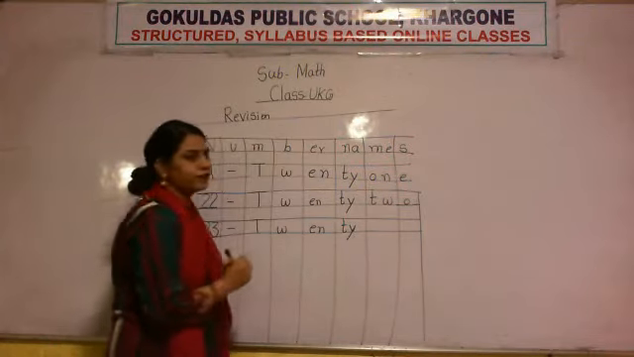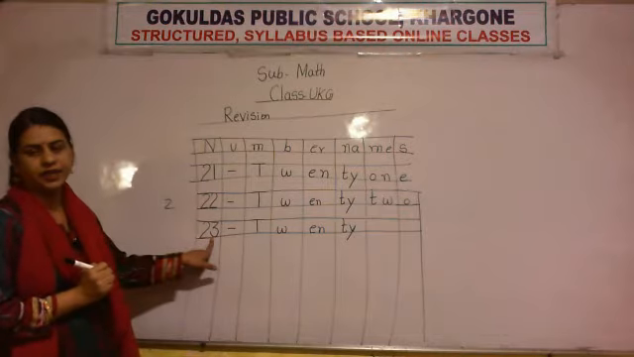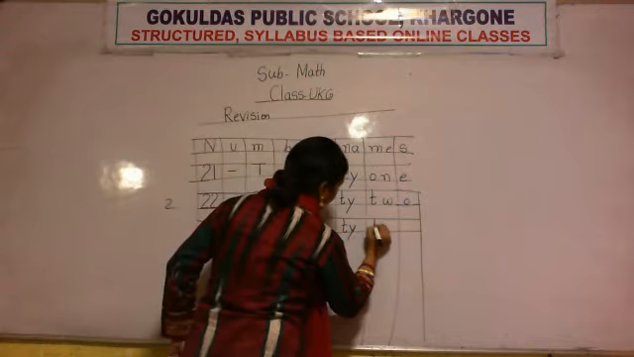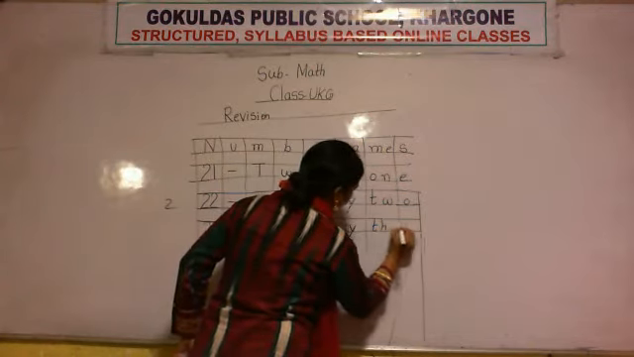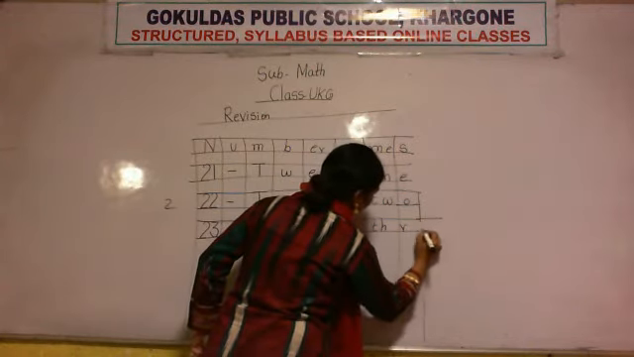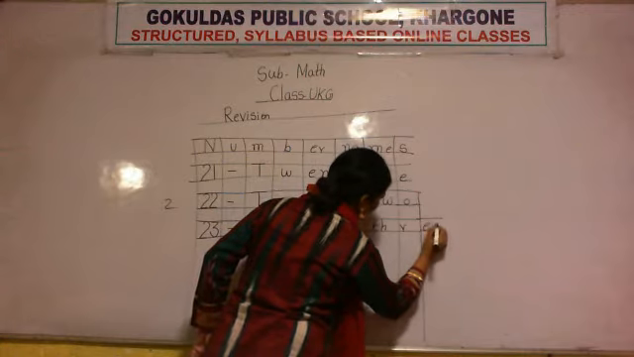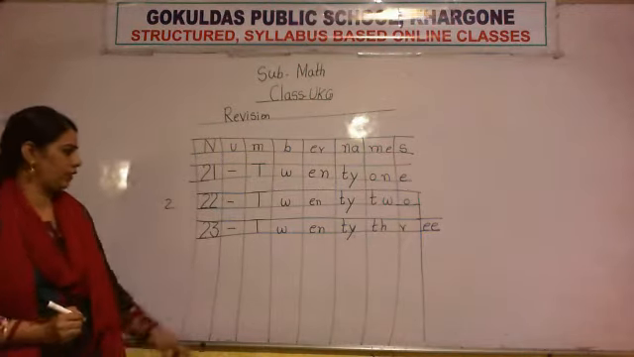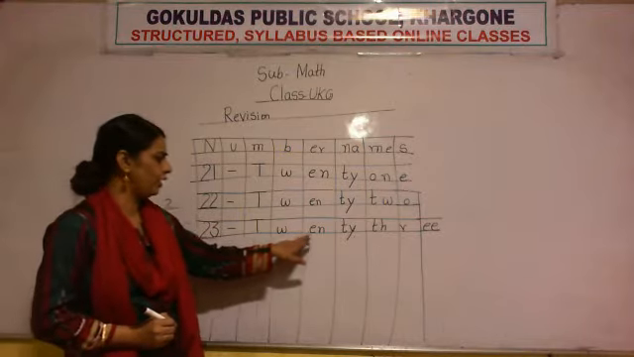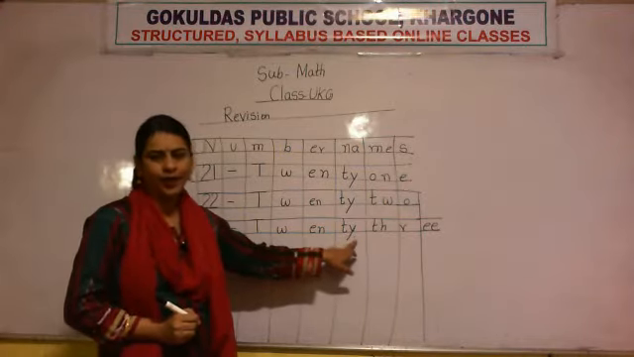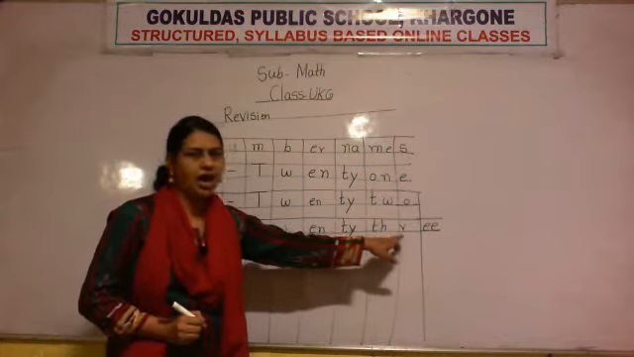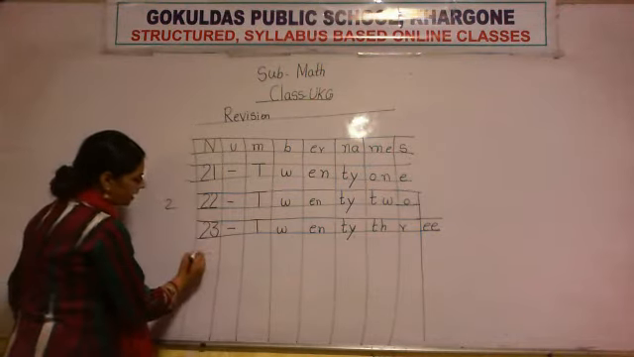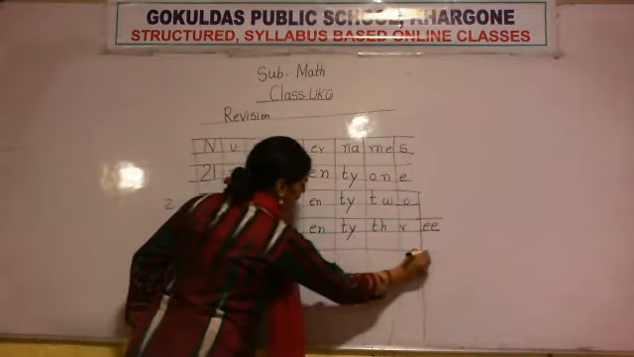Now the spelling of 3, because 3 is written here, so we will write the spelling of 3. The spelling of 3 is THREE. 23. This is the spelling of 23. TWENTY 20, THREE 3, 23. After that, once again give one column gap.